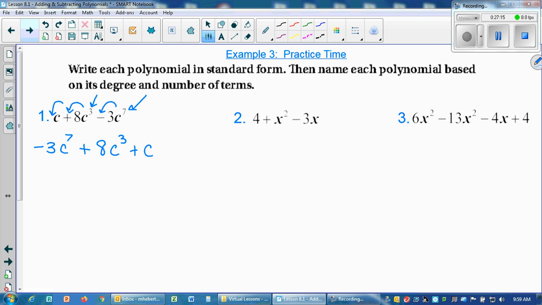So that descends. 7, we don't have a specific name for a degree of 7, so we just say this is a 7th degree. So it doesn't have a special name, it's just 7th degree. And then we have 1, 2, 3 terms, making it a trinomial.